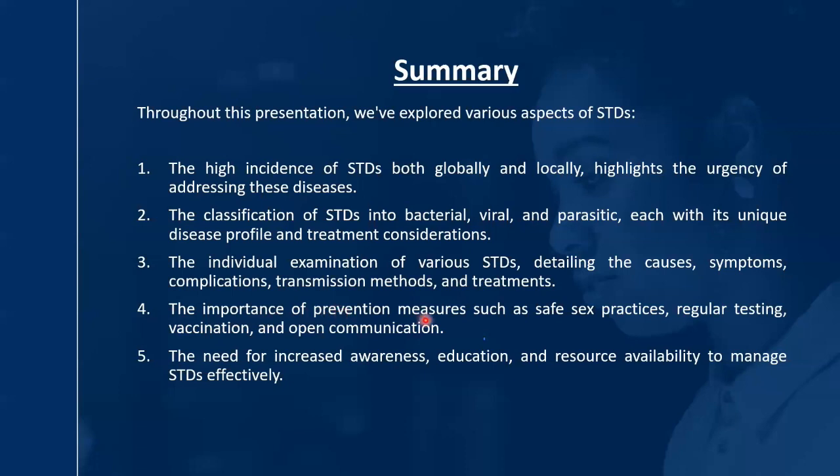The importance of prevention measures such as safe sex practices, regular testing, vaccination, open communication, the need for increased awareness, education, and resource availability to manage STDs effectively. So we can manage these diseases either by vaccination beforehand. If the person gets infected, we get him cleaned and we get him treated, so we can break this chain. So it is very important to have safe sex, to have testing regularly, and to be vaccinated and to get treated if a person gets infection.